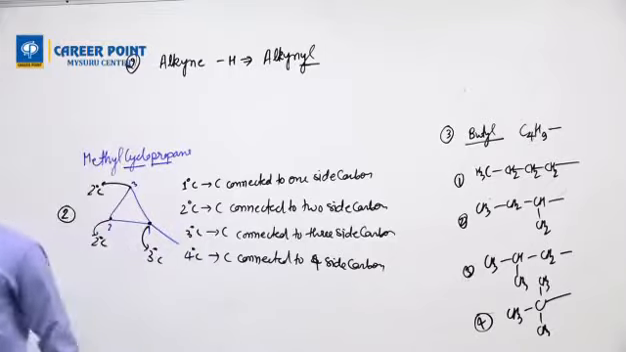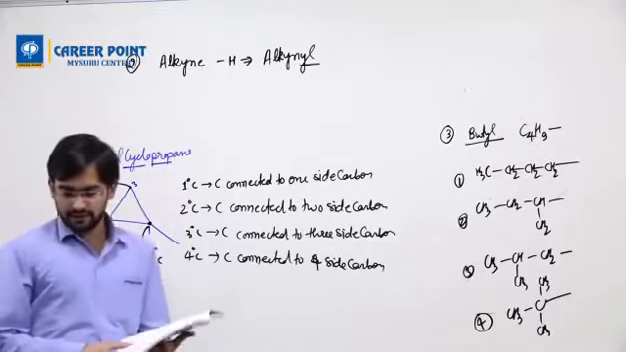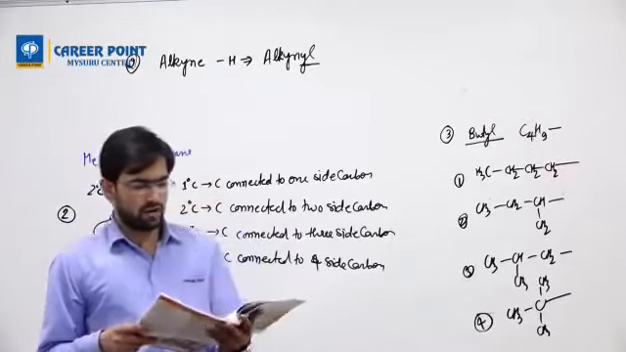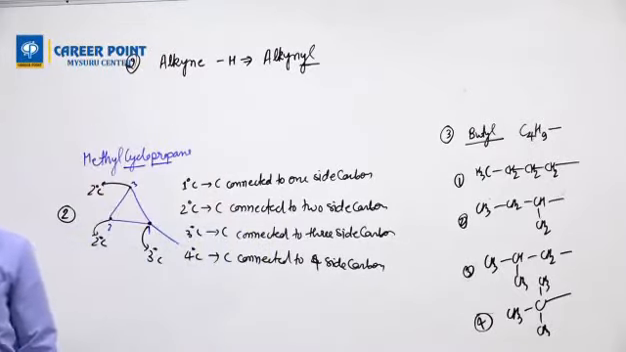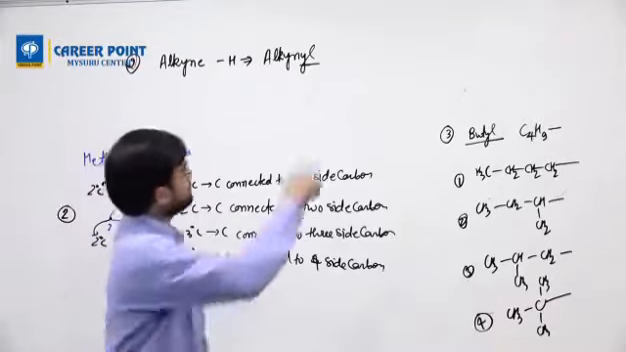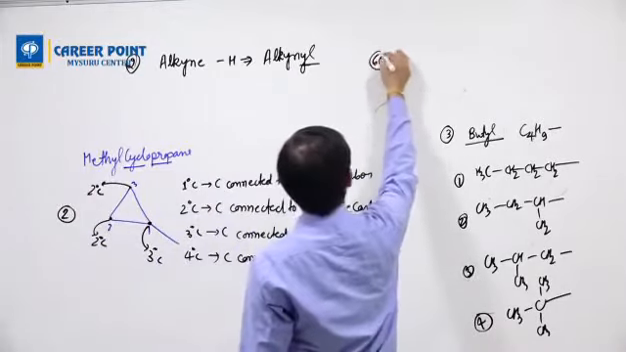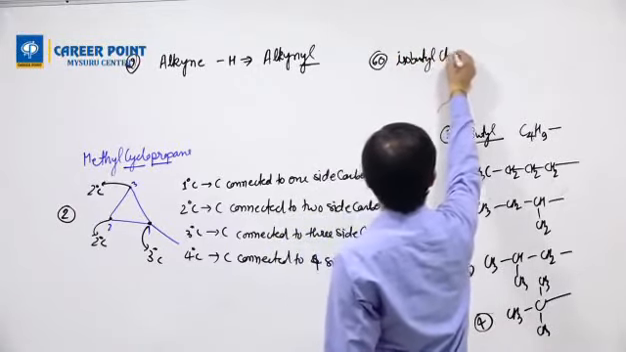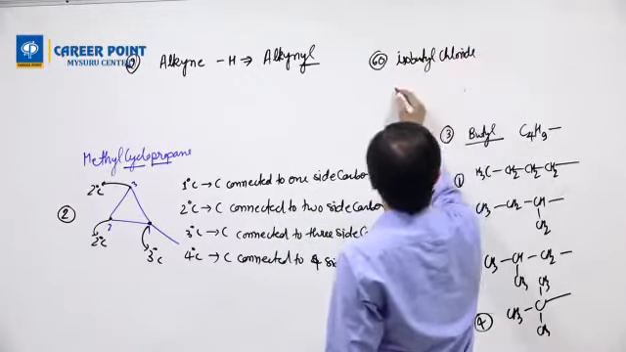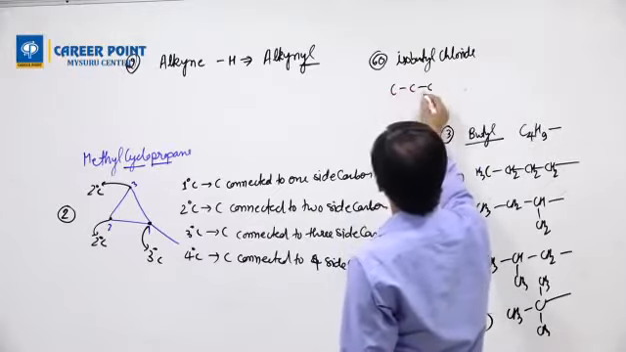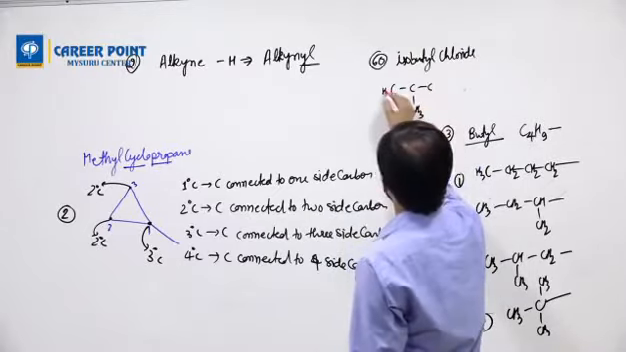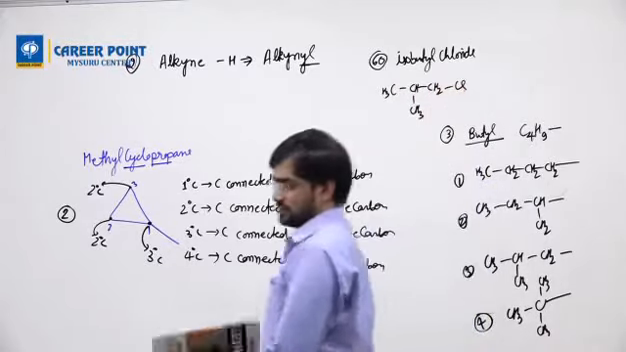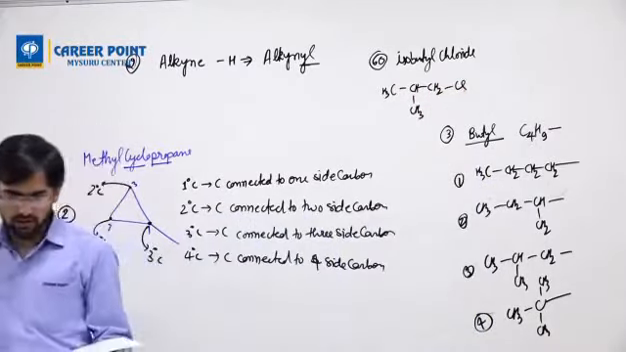Question number 60. The structural formula of isobutyl chloride. So we can draw isobutyl here. Isobutyl chloride is carbon, carbon, carbon and CH3, CH3, CH, CH2, Cl. This is isobutyl chloride.